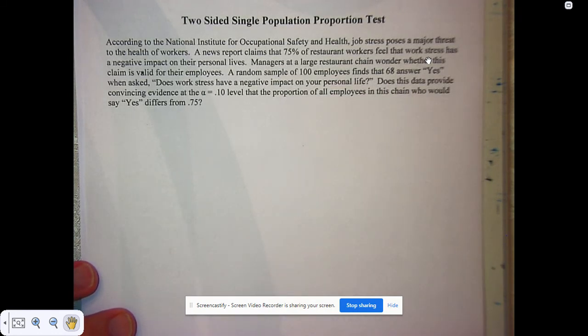Managers at a large restaurant chain wonder whether this claim is valid for their employees. A random sample of 100 employees finds 68 answer yes when asked, does work stress have a negative impact on your life? Does this data provide convincing evidence at the alpha equals 0.10 or 10% level that the proportion of all employees in the chain who would say yes differs from 0.75?